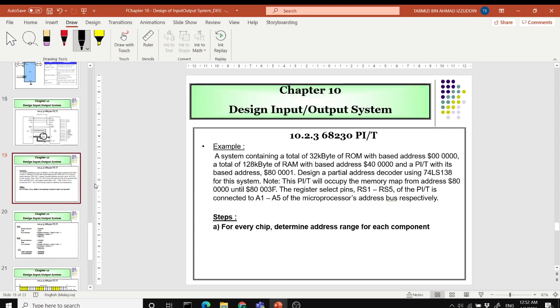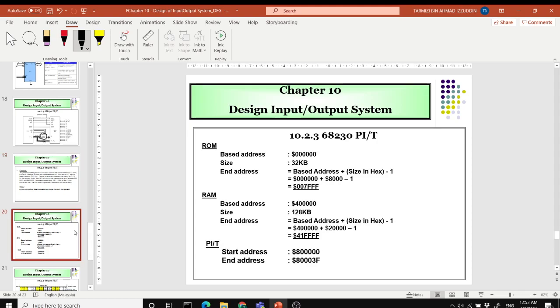So what are the steps in designing a system which consists of this device listed here and your 68K? Okay, so the first step, as I've showed you last time, and if you can remember clearly, for each of the devices, your ROM, your RAM, your PIT, you need to determine its base address. This is given by the question, or this is being set by you.